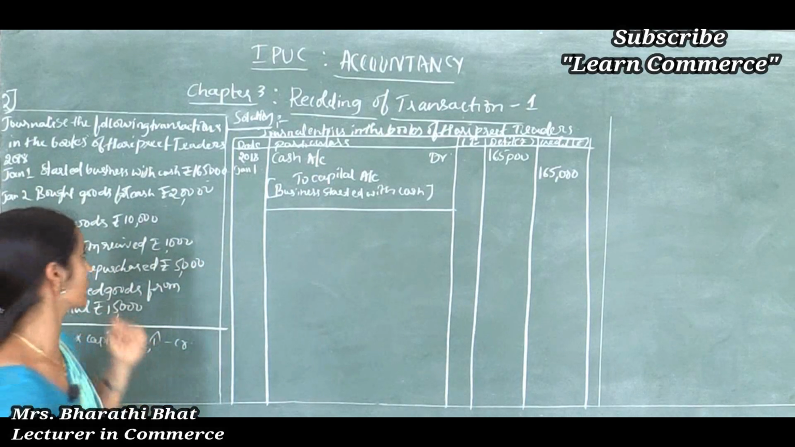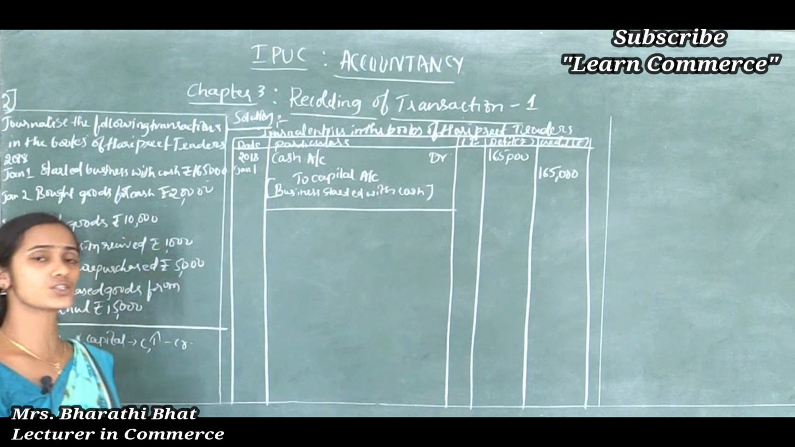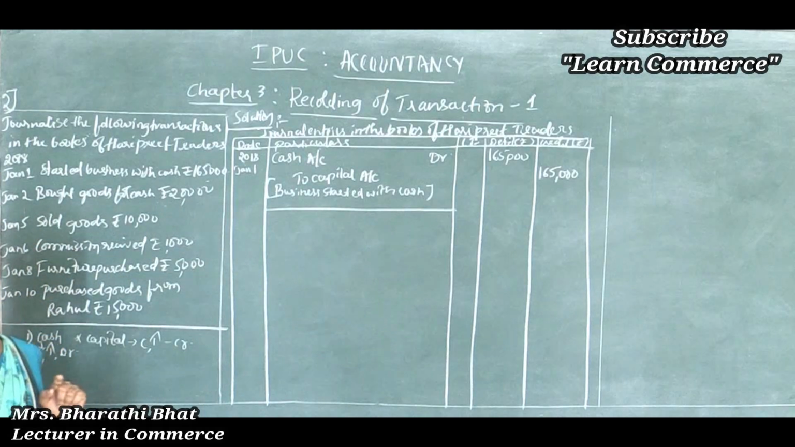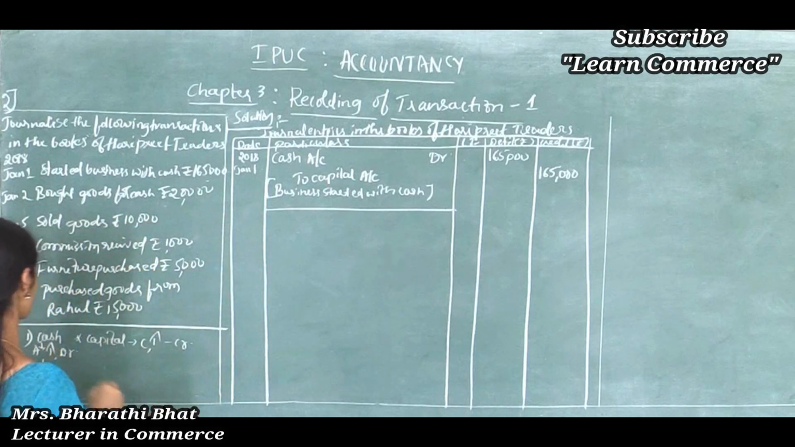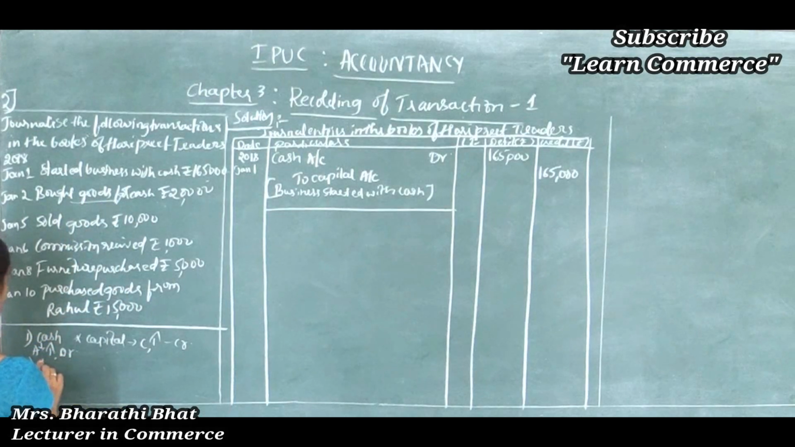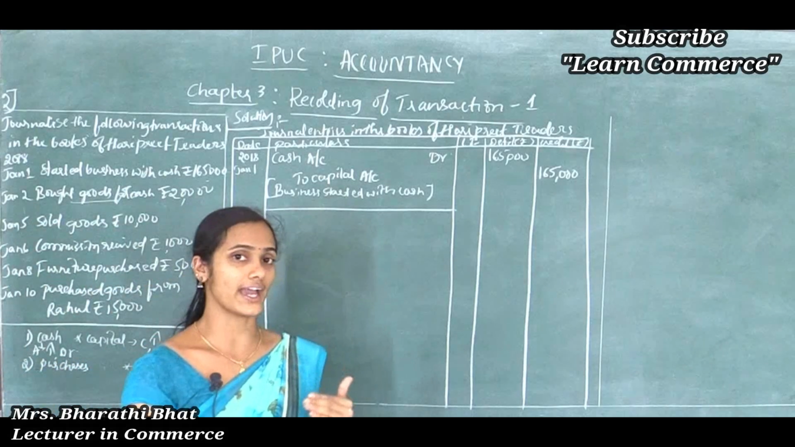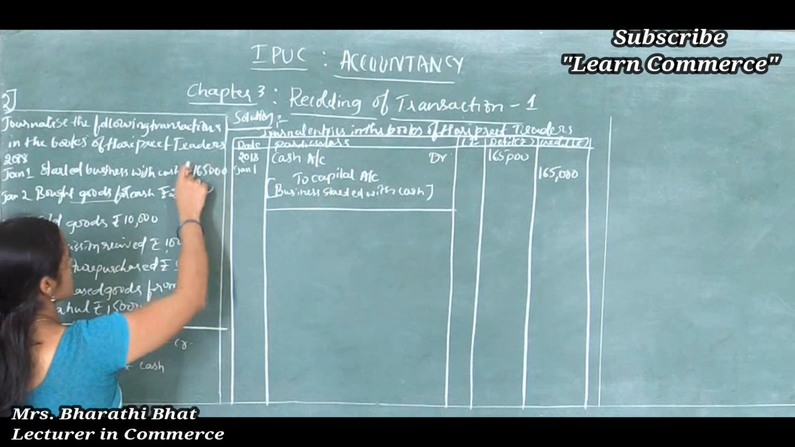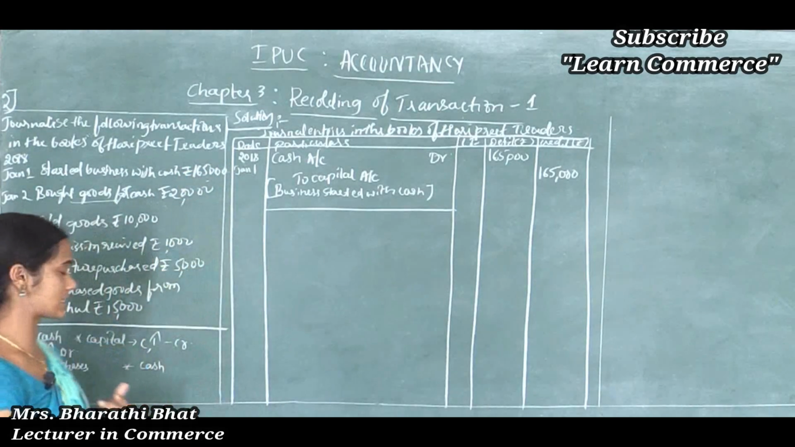Business started with cash, and next, bought goods for cash. Here also, see, bought goods for cash. We should identify the two accounts in a particular transaction. So what are the two accounts here? Bought goods means purchases account, and one more account is cash, because to purchase something we have to pay cash. So our cash shows reduced value, say 1,65,000 minus 20,000. That is the analysis of this transaction.